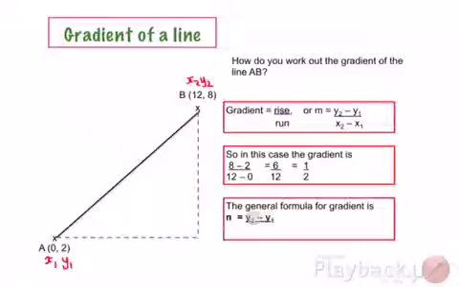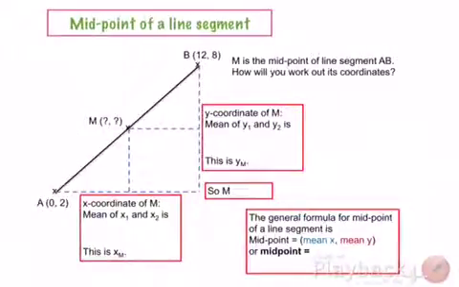Remember your general formula, m is equal to y2 minus y1 over x2 minus x1, so make sure you have that one. The next one we're going to look at is the midpoint of a line segment, so the midpoint being halfway between the two of them. So in order to do that, we're going to work out the mean between the y coordinates and the mean between the x coordinates. Okay, and remember that the midpoint of a line is going to be a point, so it has to have coordinates x and y.